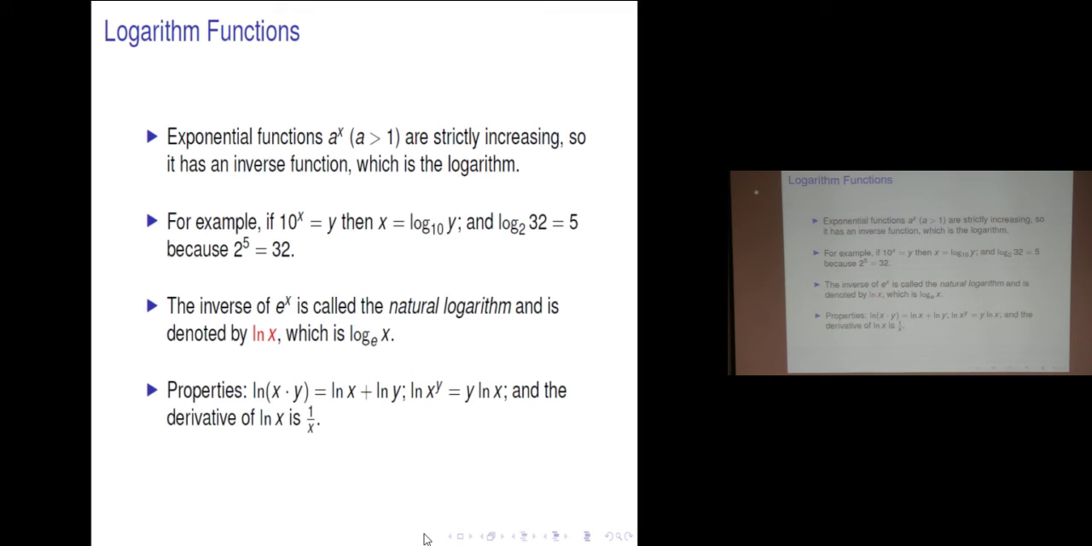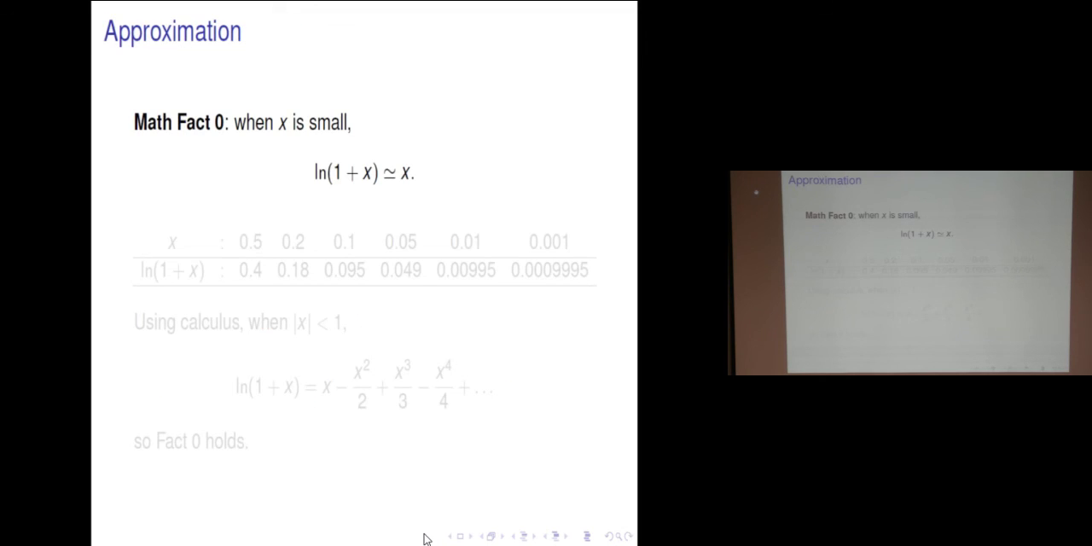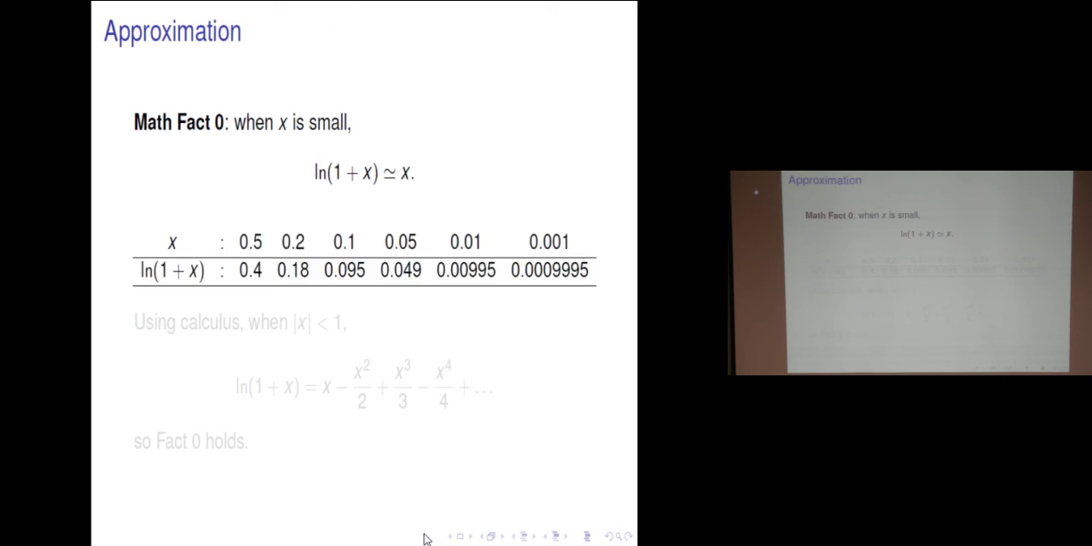Now the property of the log is that the log of a product becomes a sum, and log of x to the power y is y times log x. The derivative of log is 1 over x. Now what I owe you is this. There's a fact that when x is small, log of 1 plus x is more or less x. We mentioned this. This is fact 0.